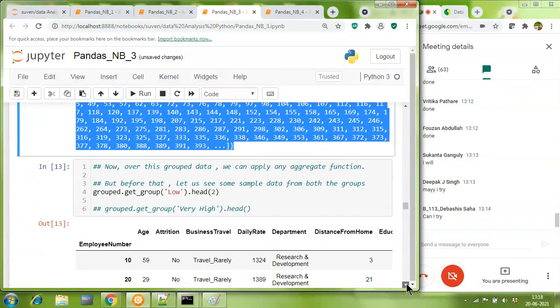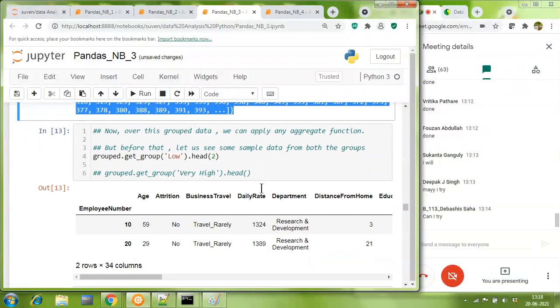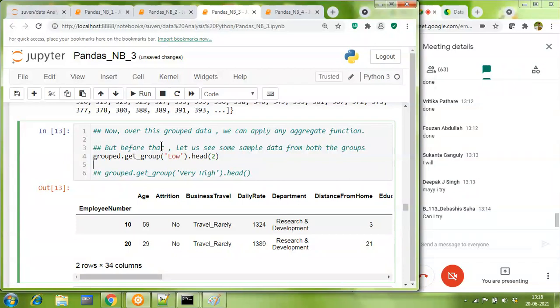Moving one small tiny step further. Now because you've got the group data, if you really want to see the records of any particular group, then you have to use a function called get group. So get group low is fetching the data of the group called low, and doing a head two will print obviously the first two records.